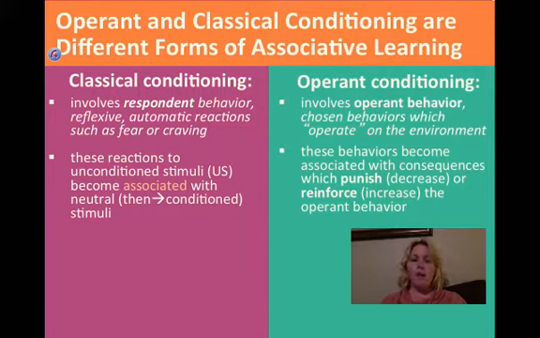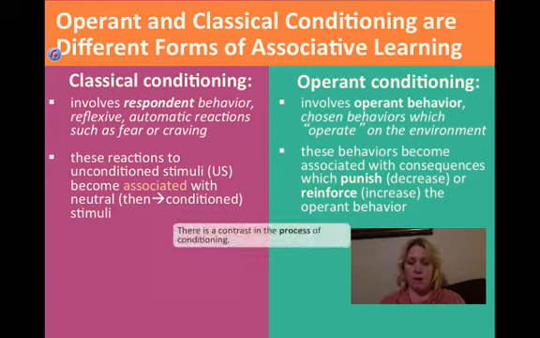So operant and classical conditioning are different forms of associative learning. Remember, classical conditioning involves respondent behavior, reflexive, automatic reactions such as fears or cravings. These reactions to an unconditioned stimulus become associated with a neutral stimulus, which then becomes the conditioned stimulus. Operant conditioning involves operant behavior, chosen behaviors which operate on the environment. These behaviors become associated with the consequences: punishment decreases, or reinforcement increases, the operant behavior.